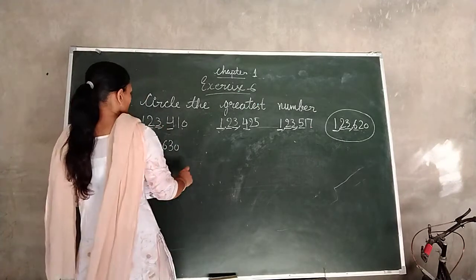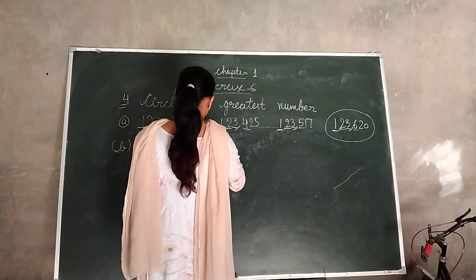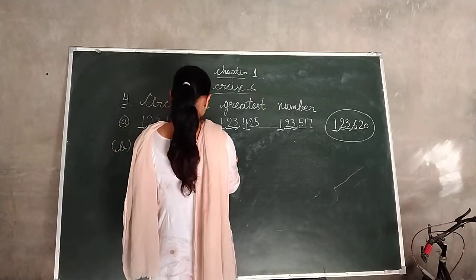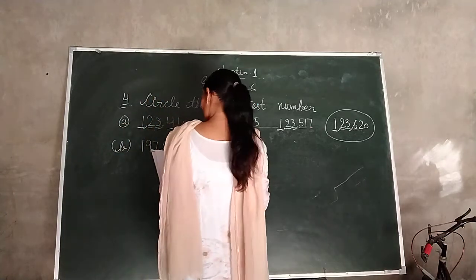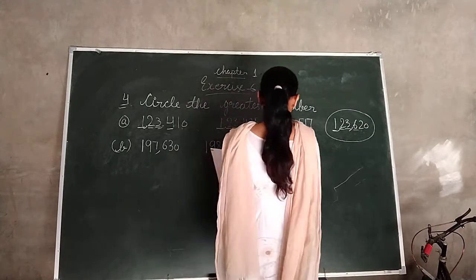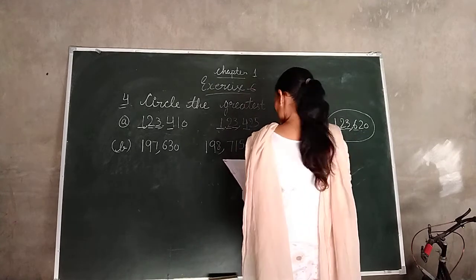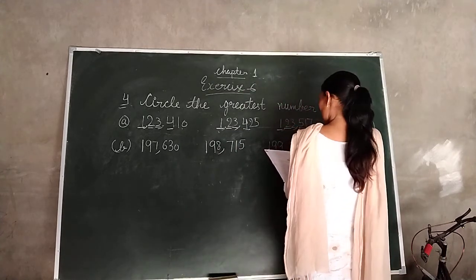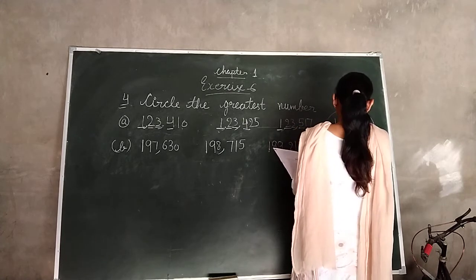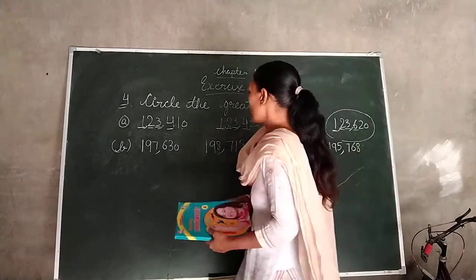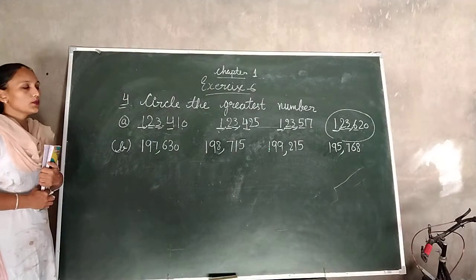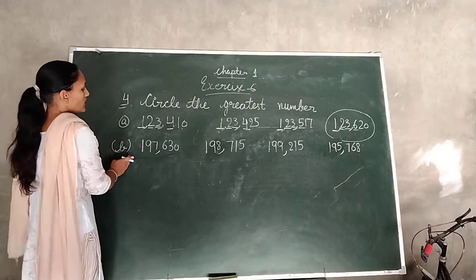197,630. 1,98,715. 199,215. 195,768. We have to find the greatest number. So first of all we will count the number of digits. All the numbers are of 6 digits.